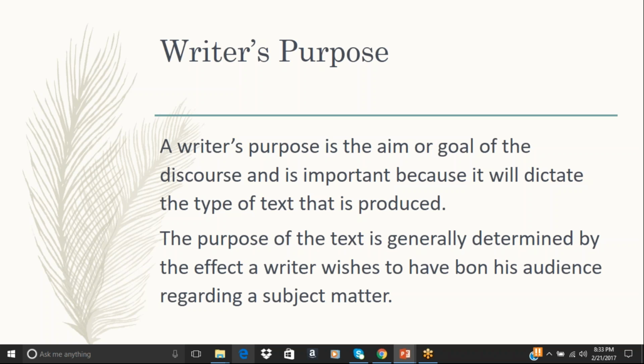Now, obviously, in paper 2, you're going to be asked to write about the writer's purpose as well as the main point. The writer's purpose is the aim or goal of the discourse, and is important because it will dictate the type of text to be produced. Similar to what I said earlier, everything is aligned.